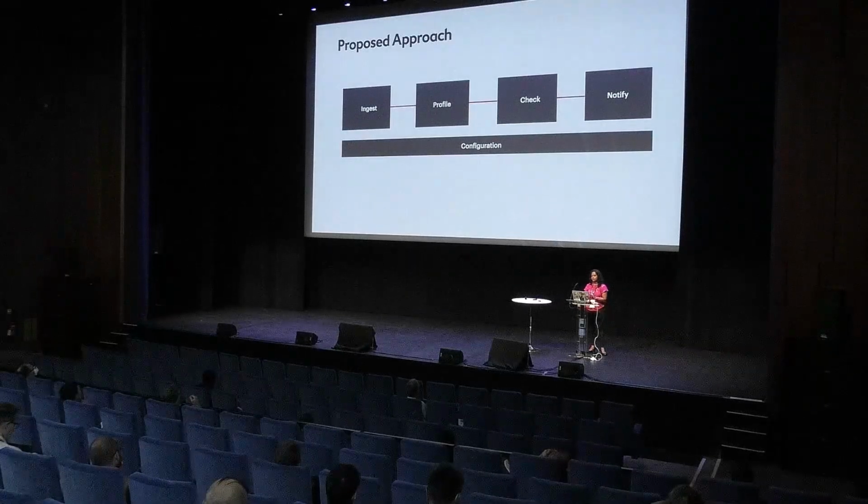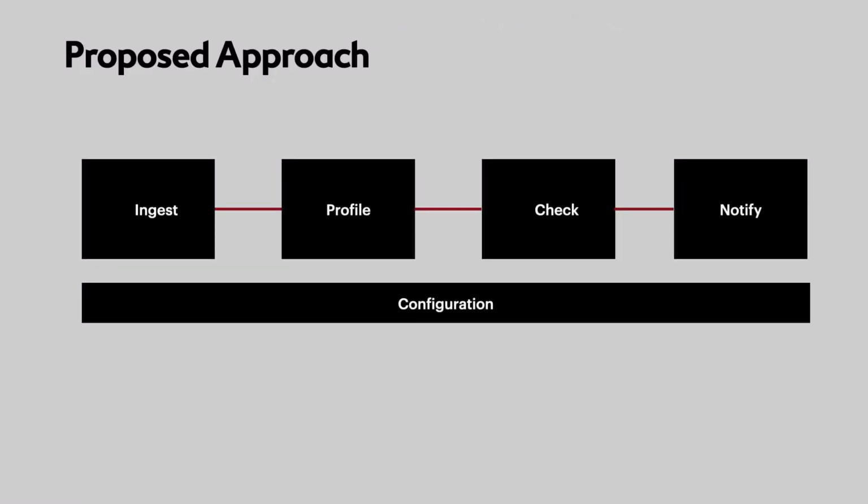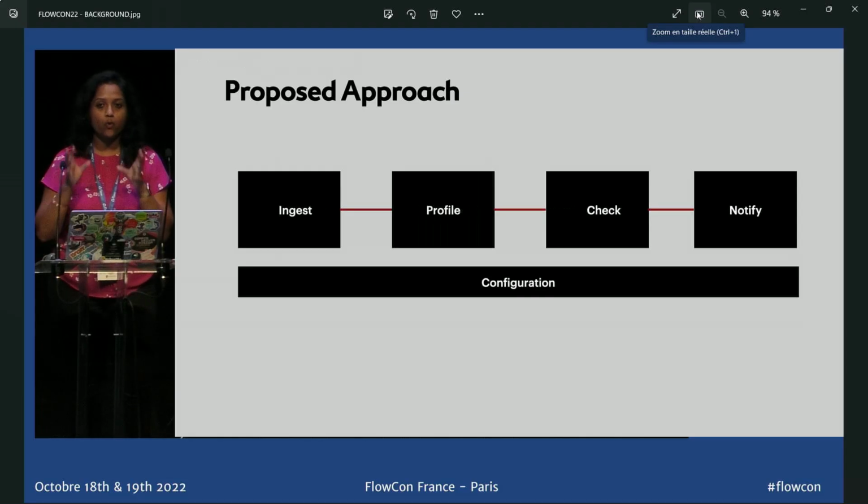So what we did was, the actual platform capability that we built had 4 stages. The first one was ingesting the data, ingestion. The second one was profiling. The third one was the checks, the actual process that ran the checks on the data. And this was across all the data sources, everything. And the last one was the notification.